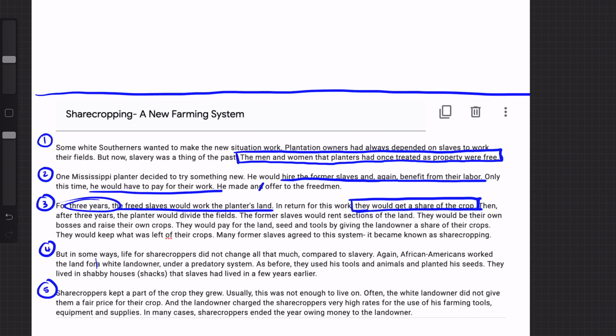Former slaves would rent sections of the land, raise their own crops. So former slaves typically had to pay for the land, seed, and tools that they used from the landowner. Why would they need to pay for the land, the seed, and the tools? Well, I had talked about this with Kai and a few other scholars yesterday that when you were a slave and you became free, the only thing that was given to you was your freedom, nothing else.